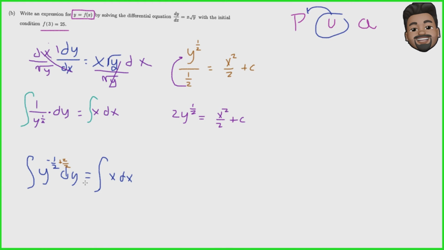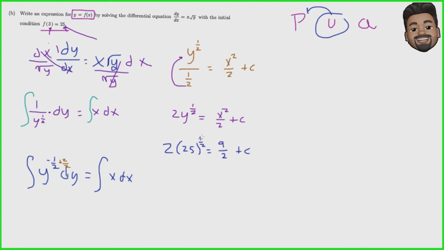Now that we have separated the variables, we've taken the antiderivative correctly. Now we can go ahead and find our C value. Well, the 3 is your x value. The y value is 25. So let's plug that in here and let's plug in the 3 here. So we're going to get 2 times 25 to the power of 1/2 equal to 9 divided by 2 plus C.